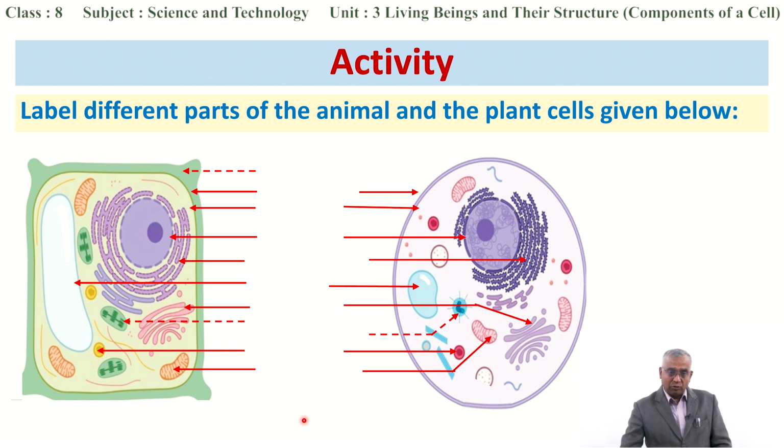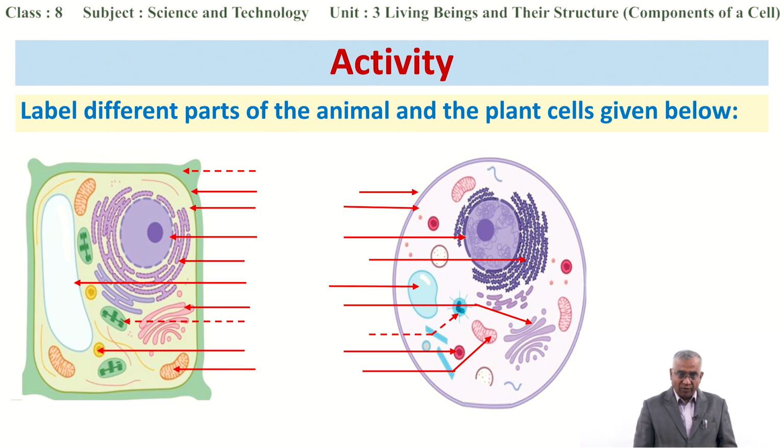So here two cells are shown, and you know that this is the plant cell and this is the animal cell. Here you have to label different parts of the animal and the plant cells given below. Arrows are given. You just have to identify what it is and write its name. Here for both, arrows are given. What is the common part? You have to write it here. Like that you have to fill it. Okay, do it fast.